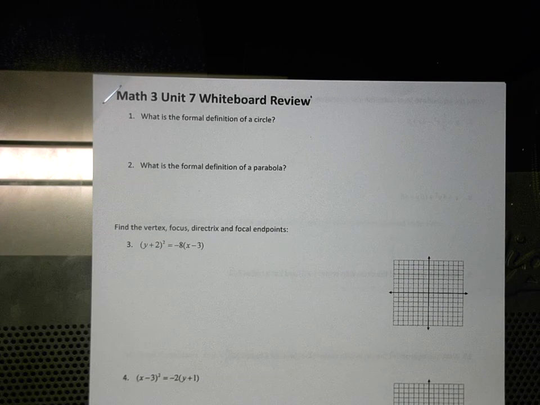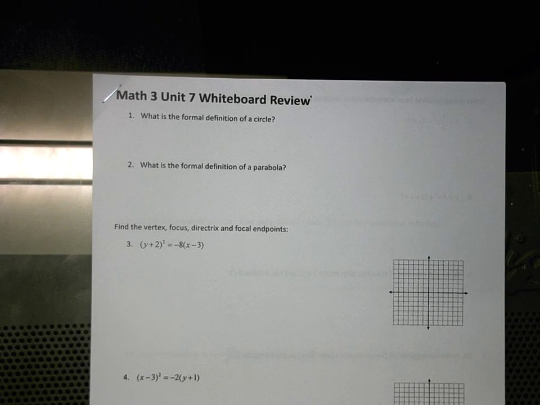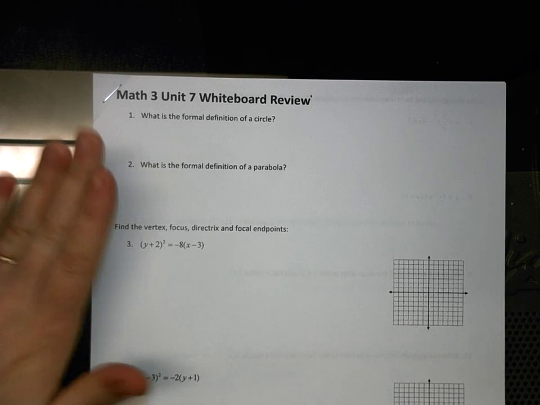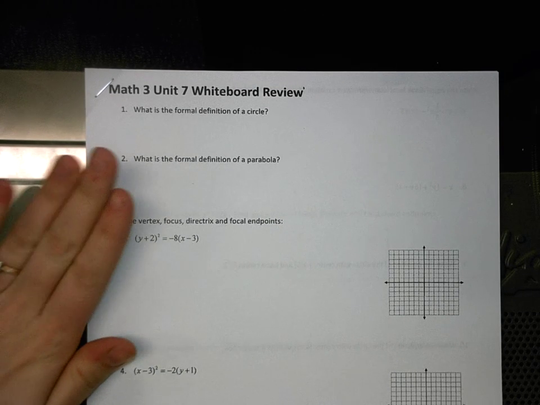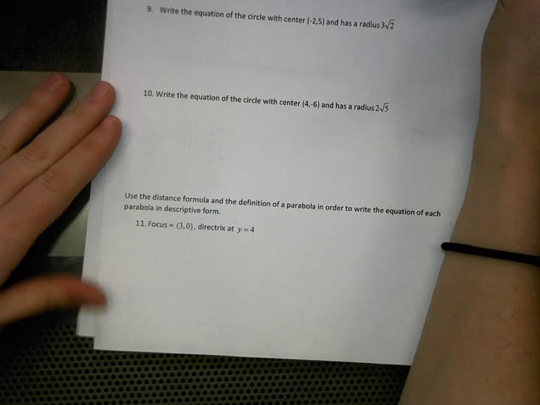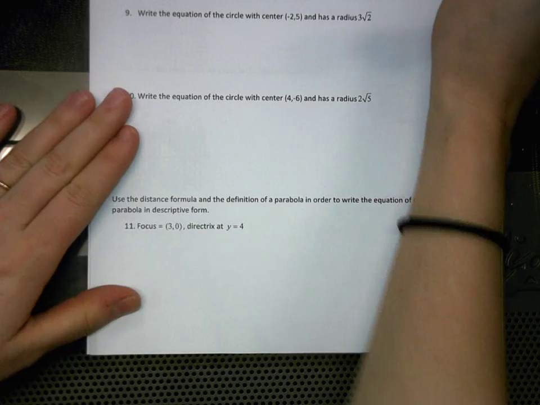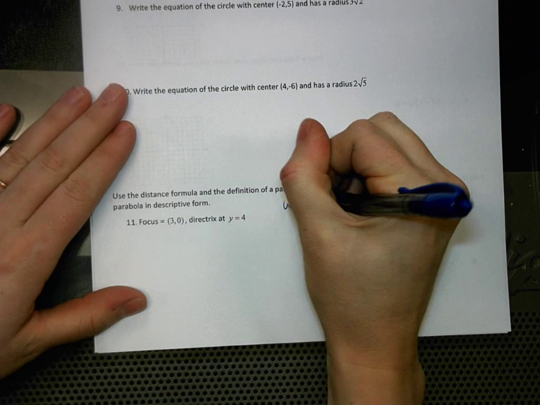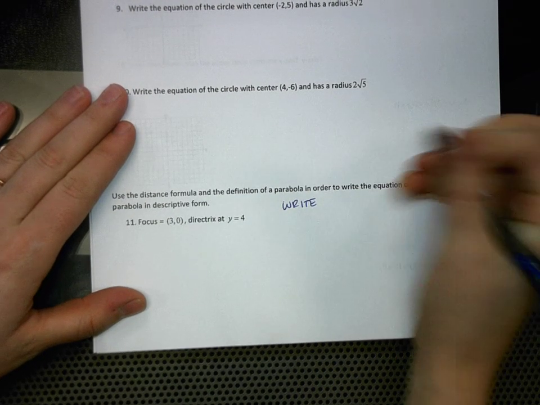This is an additional video for the Unit 7 Whiteboard review. The first video goes through all problems on the Math 3 Unit 7 Whiteboard review. But we are going to take a look at number 11 and 12 to find a different method on how to write the equation of a parabola.